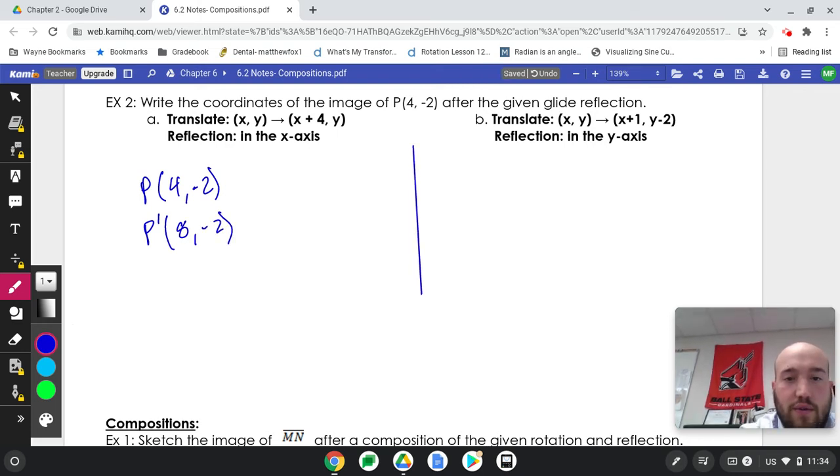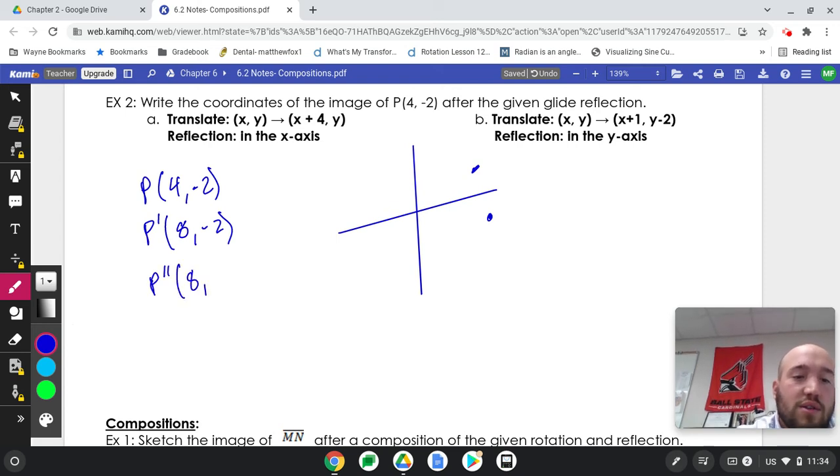If we think about it, if we have our graph here, it's a little sloppy, but if we have the point 4, negative 2, and then it's 8, negative 2, that's somewhere over here. If we reflect over the x-axis, it would end up somewhere up there. The x value will not change. So P double prime will still be 8, but instead of negative 2, it'll be positive 2.